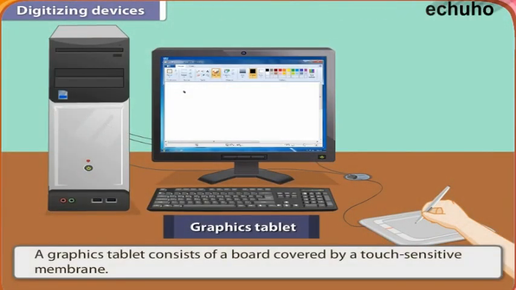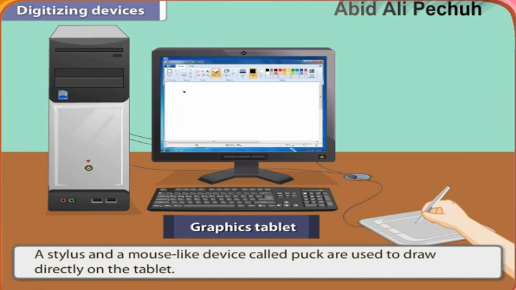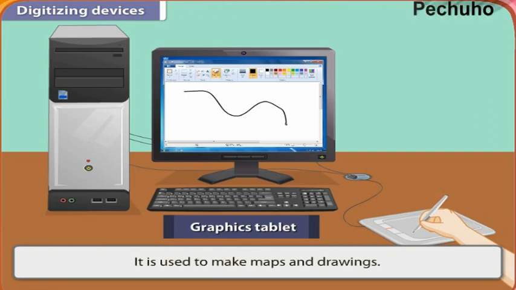A graphics tablet consists of a board covered by a touch-sensitive membrane. A stylus and a mouse-like device called a puck are used to draw directly on the tablet. It is used to make maps and drawings.